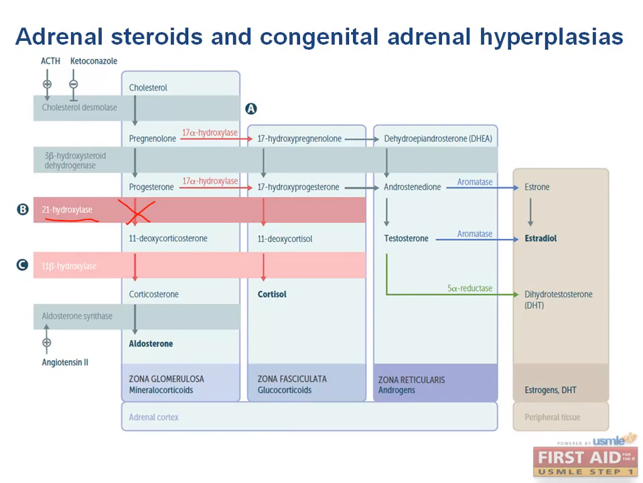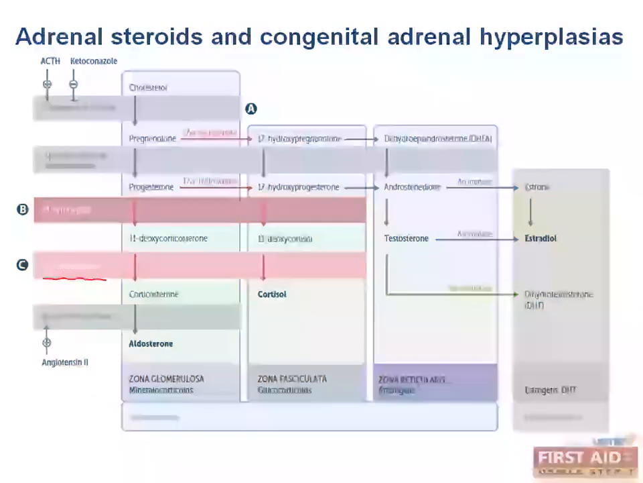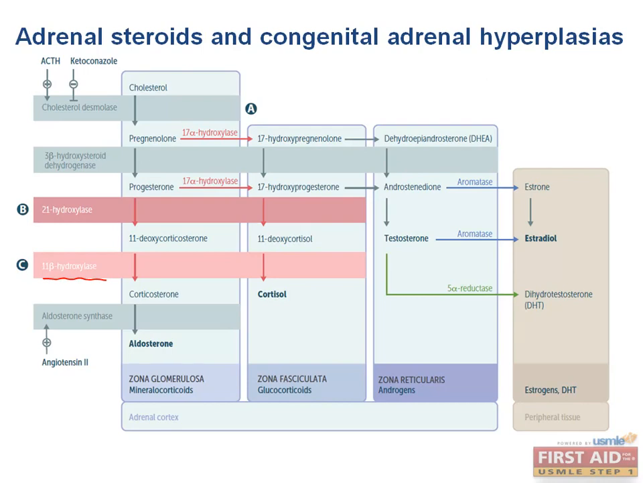Increases in sex hormones, again testosterone and estradiol, lead to virilization in females, i.e. clitoromegaly, due to high levels of these hormones in utero. Lastly, we have 11-beta-hydroxylase. Similar to 21-hydroxylase deficiency, we see low levels of aldosterone and cortisol.